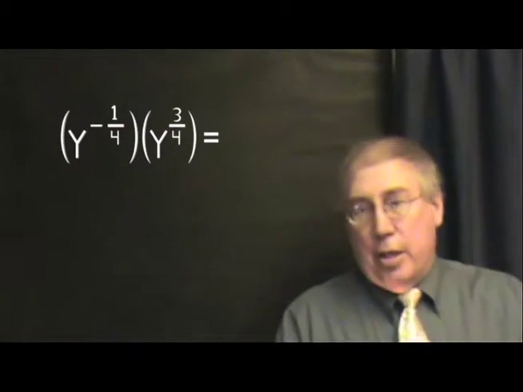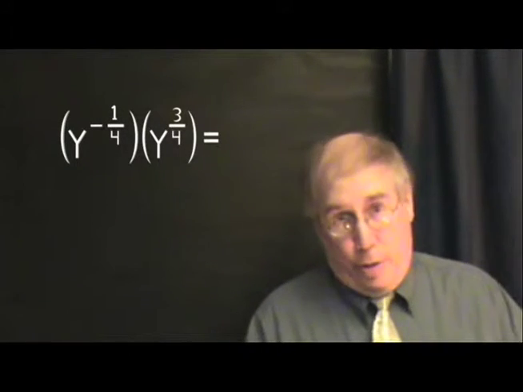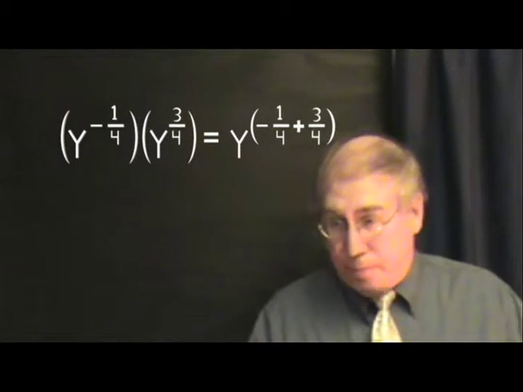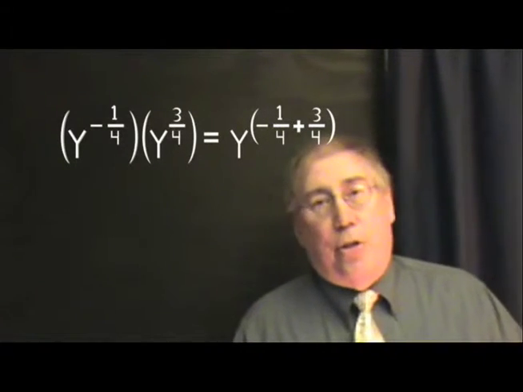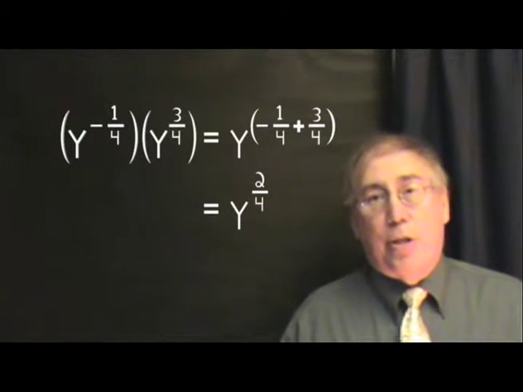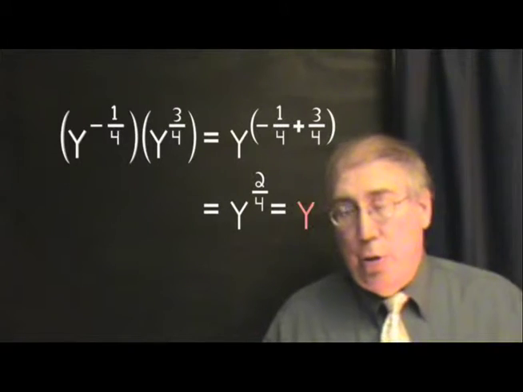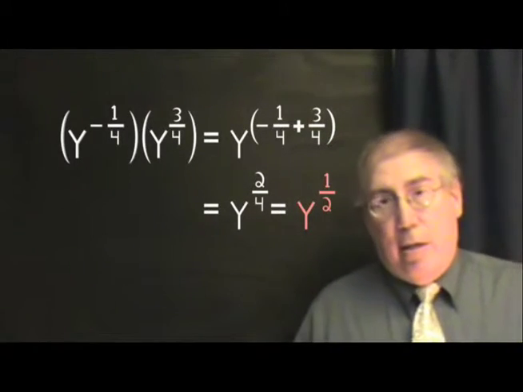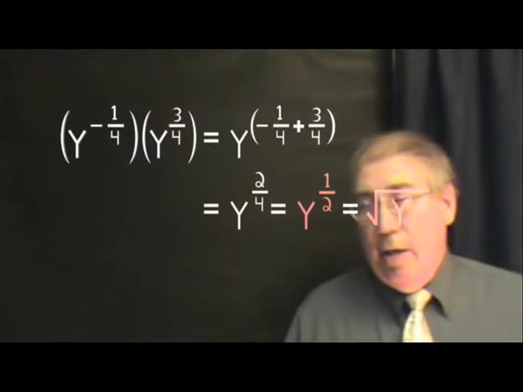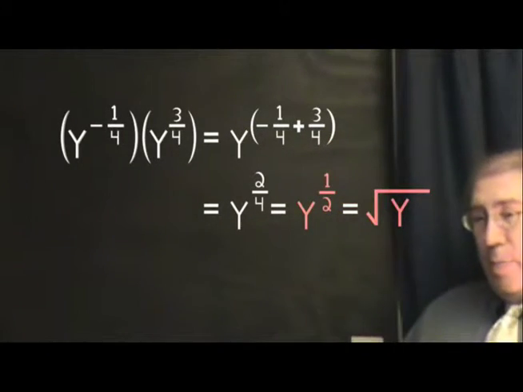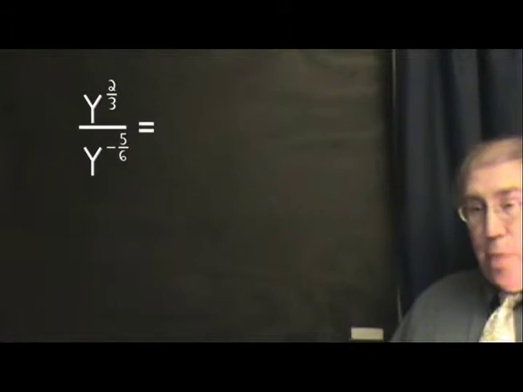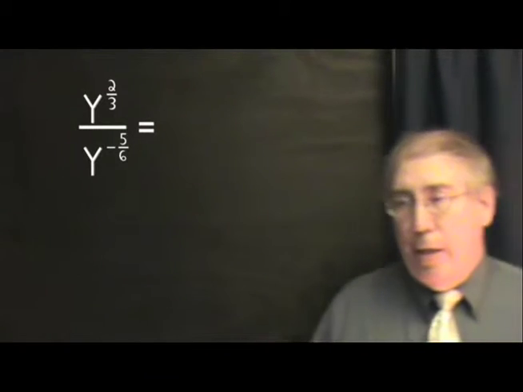Now here is a situation where we have like terms. If you have like terms and you're multiplying together with their exponents, the rule is that you can add the exponents. And so we add negative 1/4 plus 3/4, and we get y to the 2/4, and that reduces down to y to the 1/2. And judging by what we've said earlier here, y to the 1/2 can be the square root of y. So those are reduced forms of our original problem.